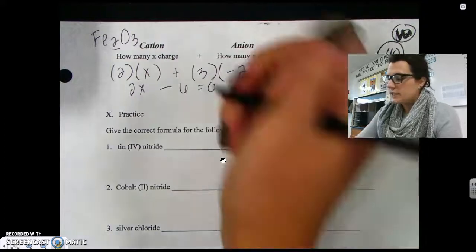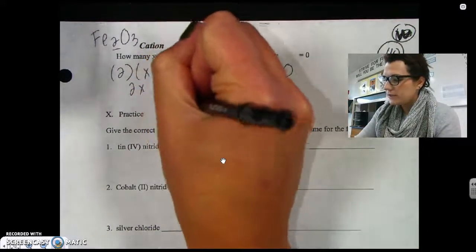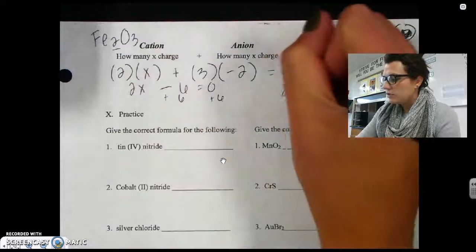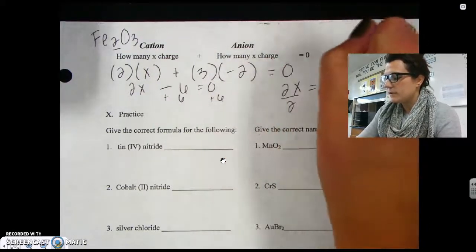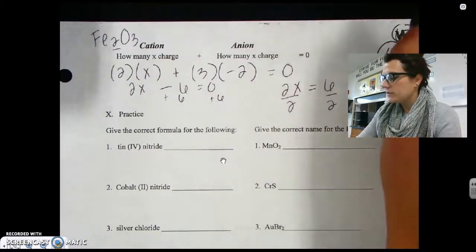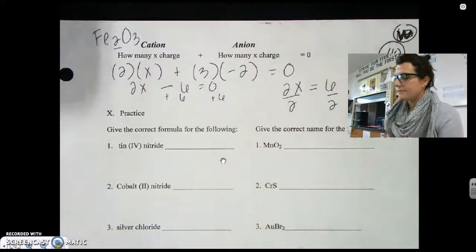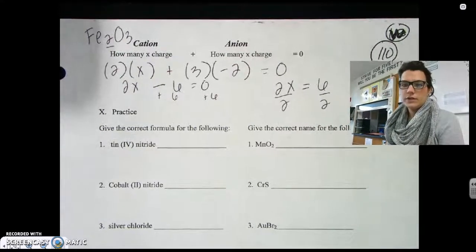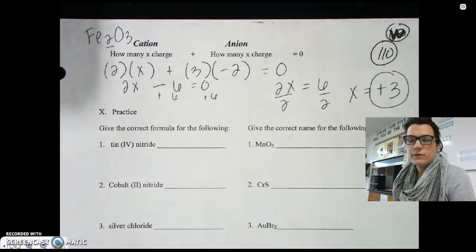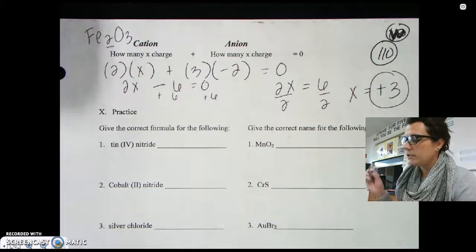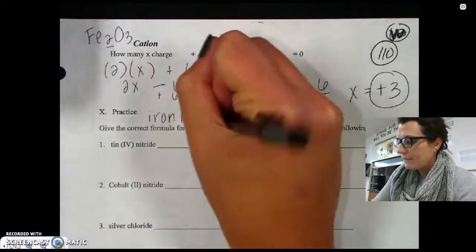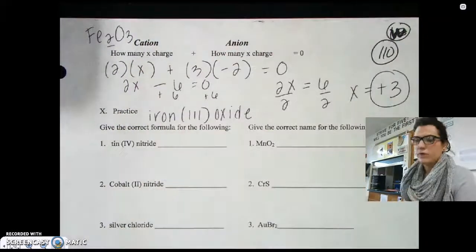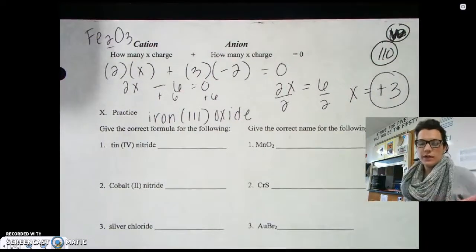Okay, I need to add 6 to both sides, so I'll do plus 6 plus 6. So this will be 2x is equal to positive 6, and then divide both sides by 2. So x is going to be equal to plus 3. Oops, I'm sorry, you can't see what I'm doing. So x is going to be equal to plus 3. So therefore, iron's charge is plus 3. So to name this, it would be iron 3 oxide. Okay. Now that's one way of doing it.